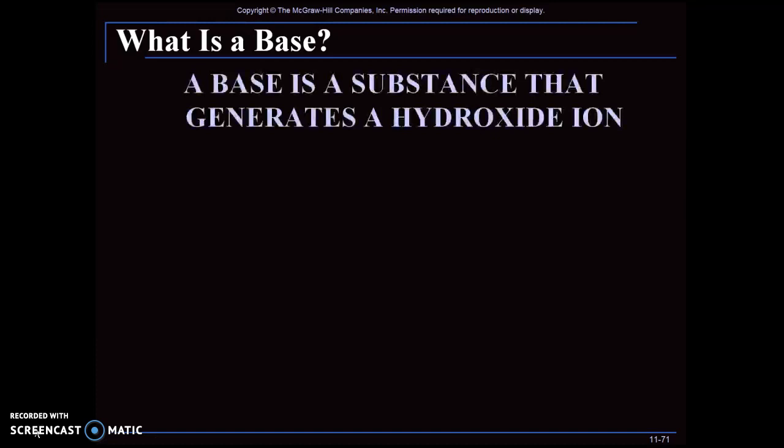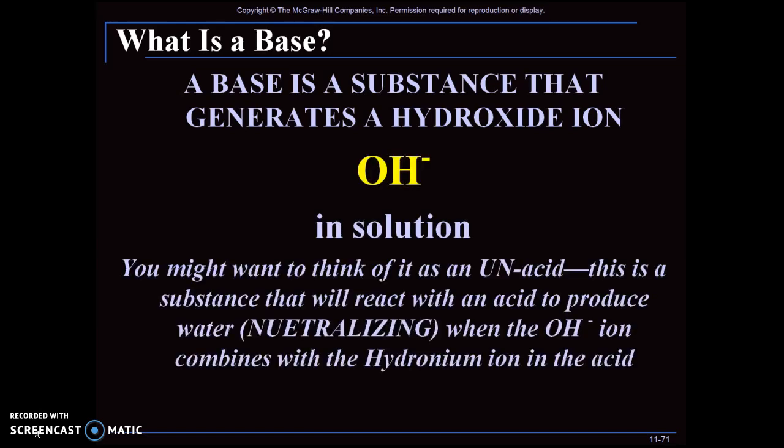What's a base? A base is a substance that generates hydroxide ions, that is OH-, in solution. You might want to think of it as the opposite of an acid. It is a substance that will react with the acid to produce water, when the OH- ion combines with the hydronium ion in the acid. So whenever this OH- reacts with this H+ or H3O+ ion, it just makes water by neutralizing the acid and base.